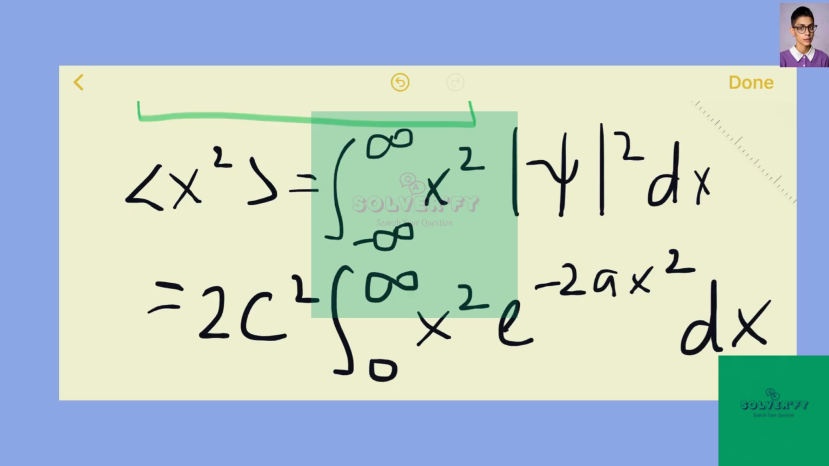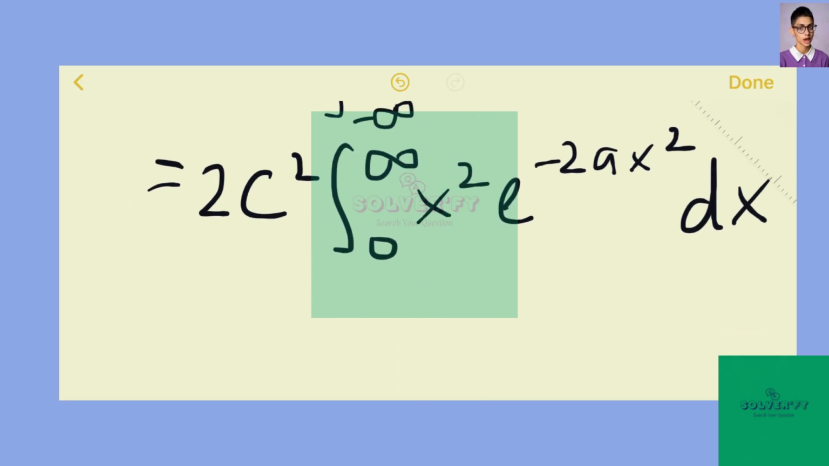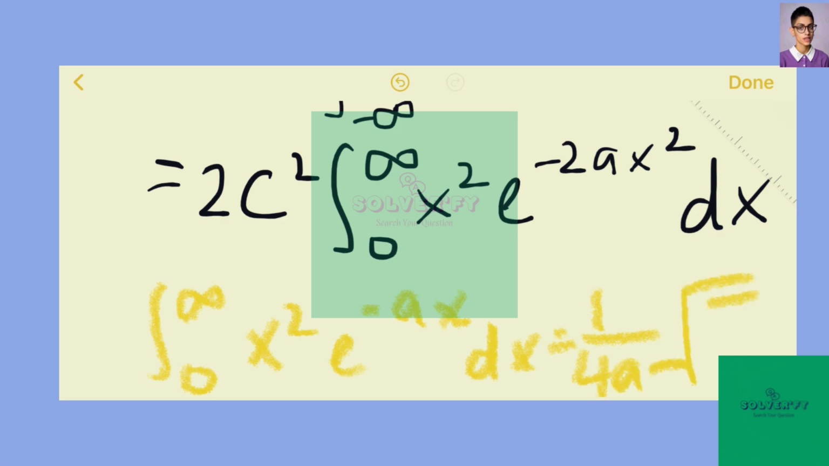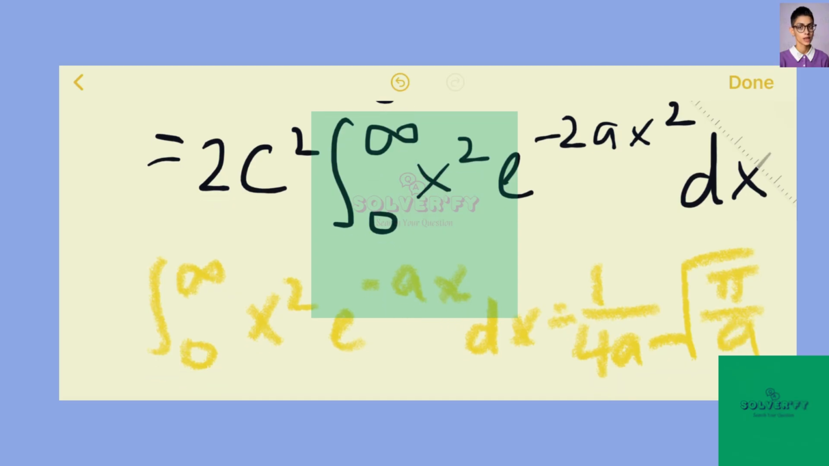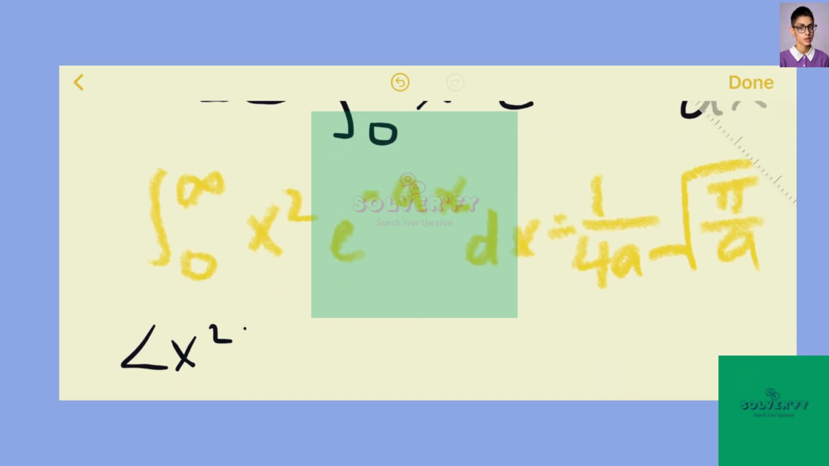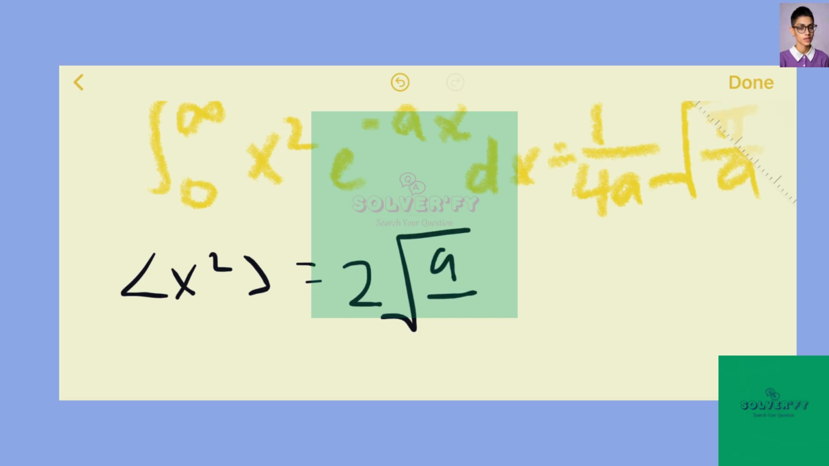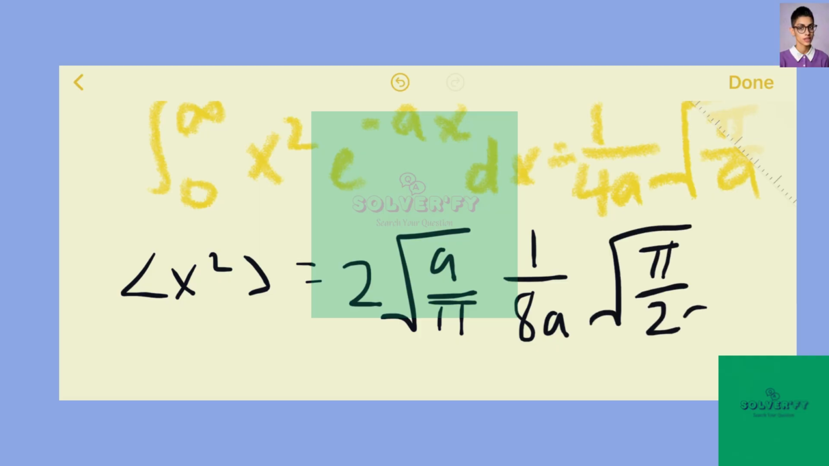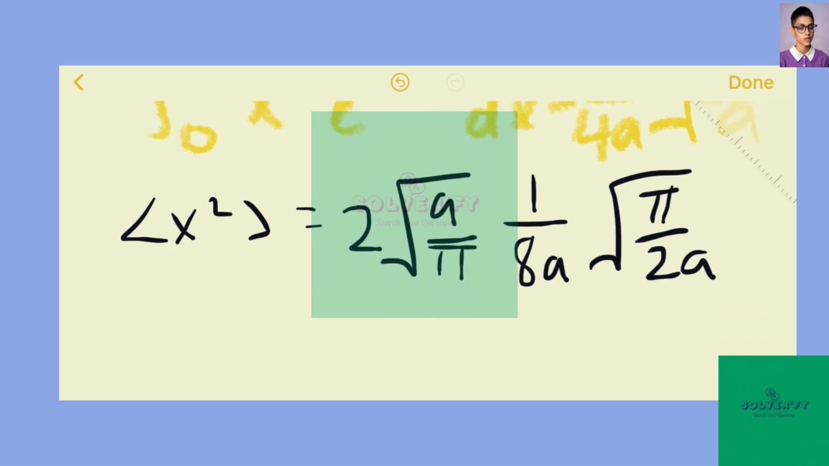Using the hint integral that they gave us, which is the integral from 0 to infinity of x squared e to the negative a x squared dx is equal to 1 over 4a root pi over a. So using the hint integral, this gives us that the expectation value of x squared is equal to 2 root a over pi times 1 over 8a root pi over 2a. Okay, and then simplifying, this will give you 1 over 4 root 2a.